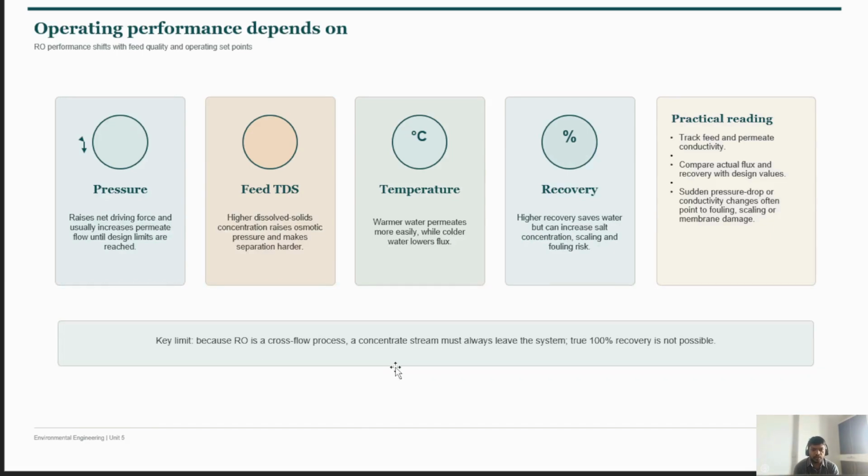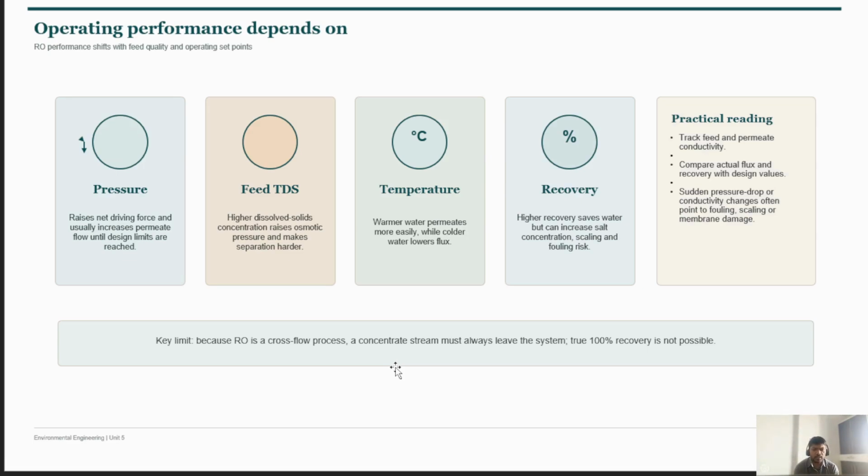The operational parameters on which RO depends, as I mentioned, start with pressure. The pressure required is much higher. As I mentioned, it is the reverse of the osmotic pressure, so we need to apply more than the osmotic pressure in this filtration process. The pressure requirement is very high.